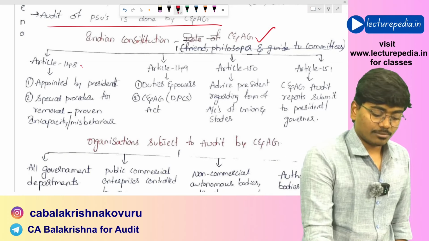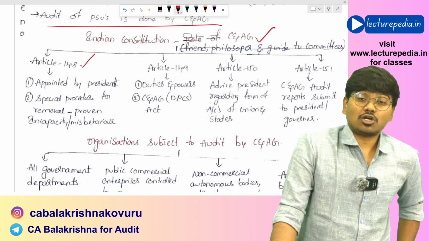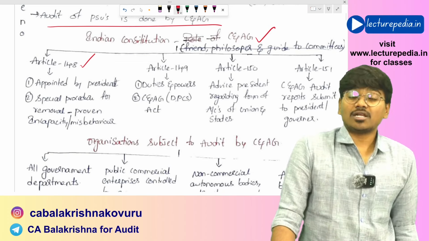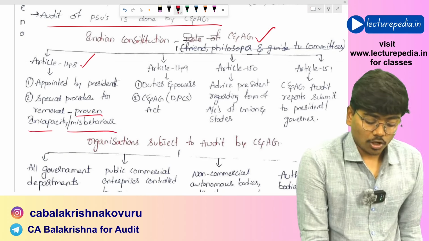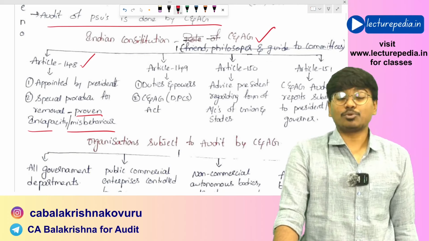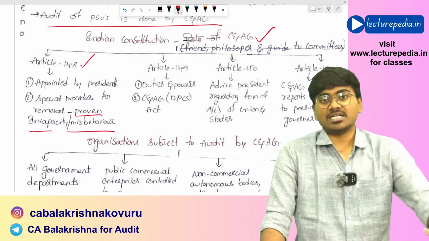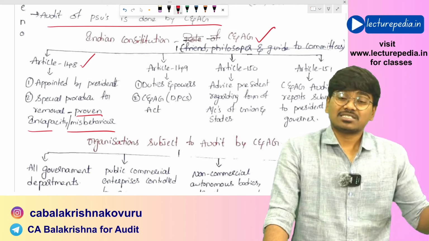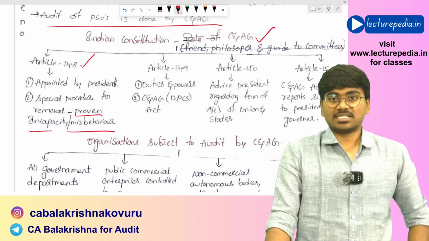If you see, Article 148 says that C&AG will be appointed by the President of India. And you cannot easily remove C&AG. For removing C&AG, there should be proven incapacity or misbehavior on the part of C&AG. Only if there is proven misbehavior or incapacity can you remove C&AG. And also for removal, the procedure is very stringent. You cannot easily remove C&AG. That much powerful C&AG is.